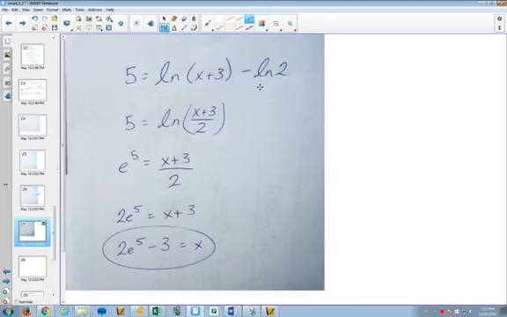E to the 5 is a number. It's not a pretty number. 2.7 to the power 5. That's like 200 and something. Yeah, not pretty at all. But we can still do all of our math to get x by itself. What would I have to do to get rid of the fraction? Multiply both sides by 2. How would I get x by itself? Subtract 3. And you get 2e to the 5 minus 3. Now, since this is a big positive number, I can plug it back into my original equation and find out I never take the log of a negative, so I'm fine.